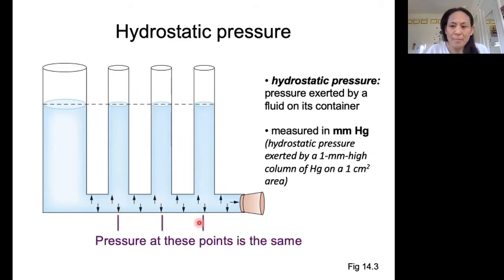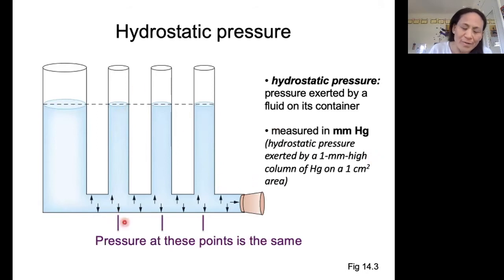Another way to think about it is that since the pressure at the bottom is the same at these 3 points, they can support the same amount of water above them. Okay, so we have this pressure pushing down and the same amount of pressure pushing up from the bottom to support this column of water.